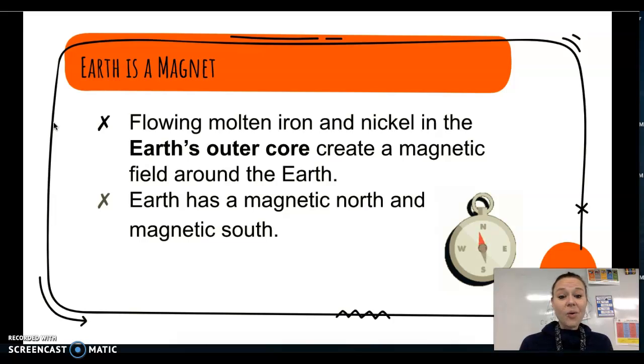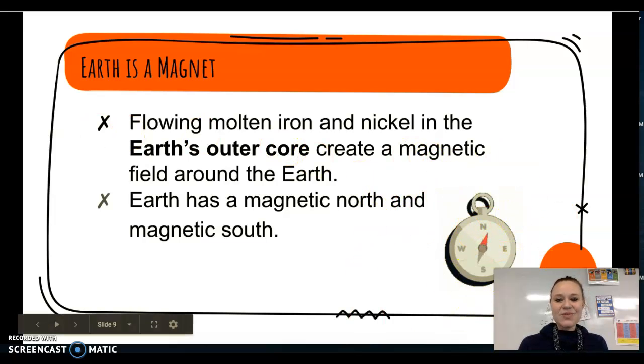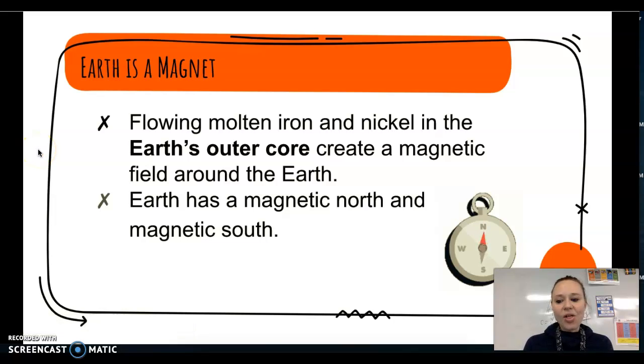So in our core, our outer core of our Earth, we have a magnetic field around it, which is why things like our compasses are moving and they work, because the magnet in our compass is attracted to the magnetic pole of the Earth.